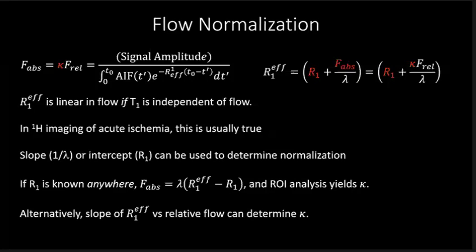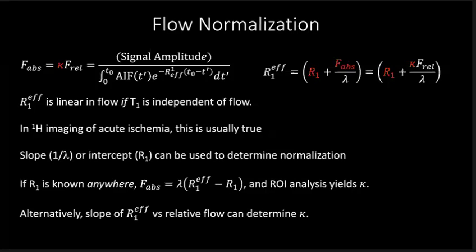Our absolute flow, the thing we actually want to get, is some constant multiplied by this relative flow that we measure from the imaging. We know the R1 effective, but we don't know the underlying R1 of this stuff in tissue. We don't know the absolute flow, but we know it's proportional to the relative flow, right?